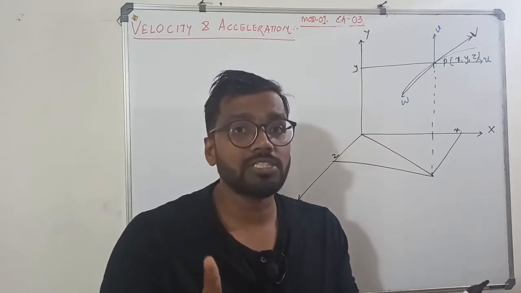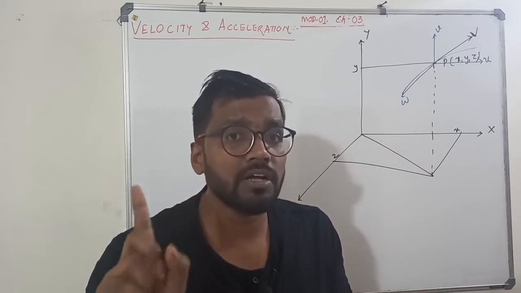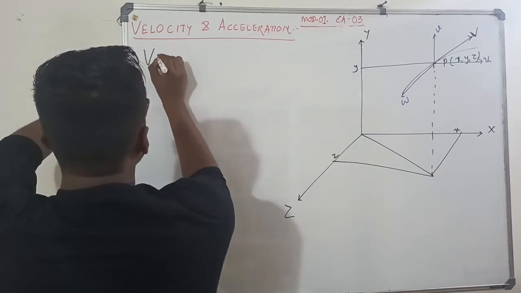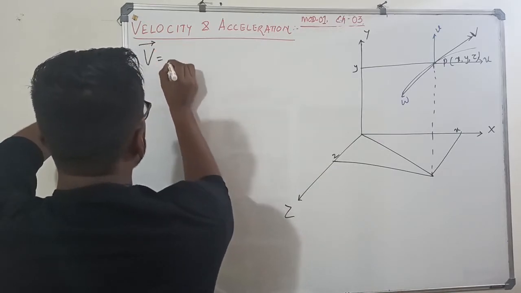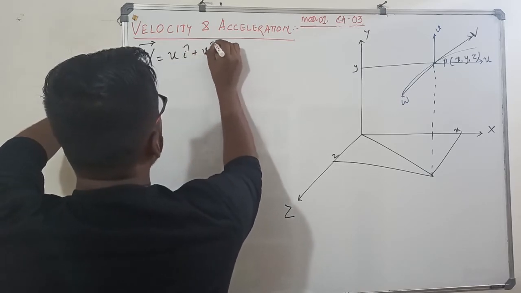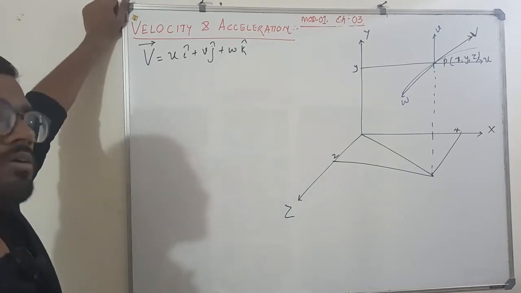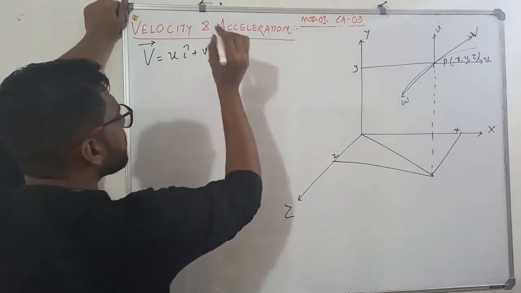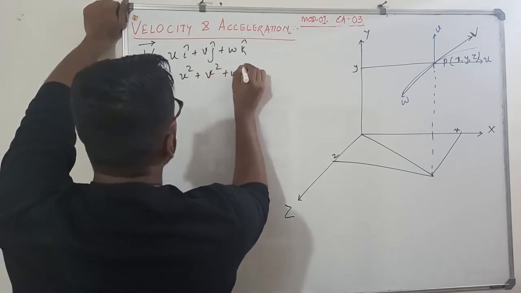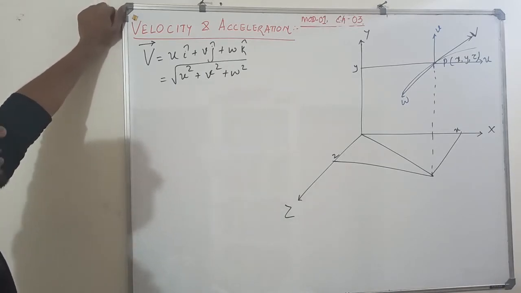So how are we going to represent this V? V is the velocity vector, our field variable. V, the velocity vector field variable, is nothing but u i cap plus v j cap plus w k cap. This is your velocity V. Then what will be its magnitude? The magnitude will be the square root of u square plus v square plus w square. Very good.